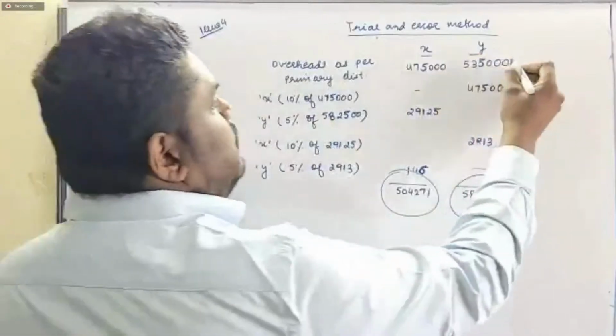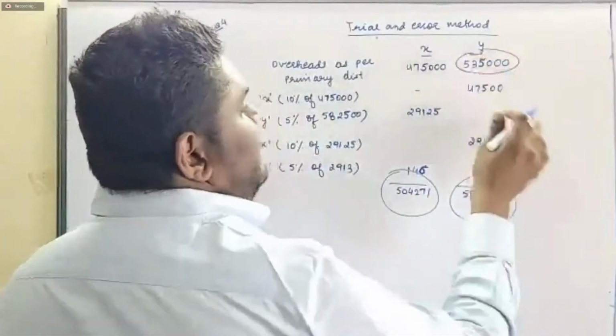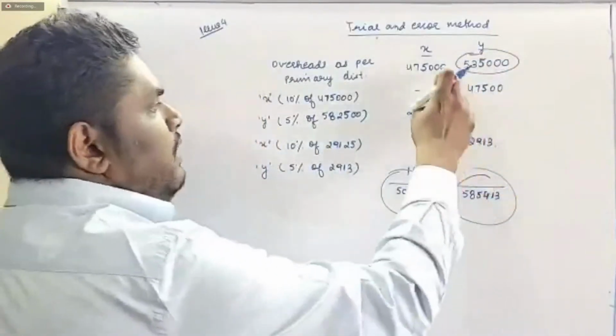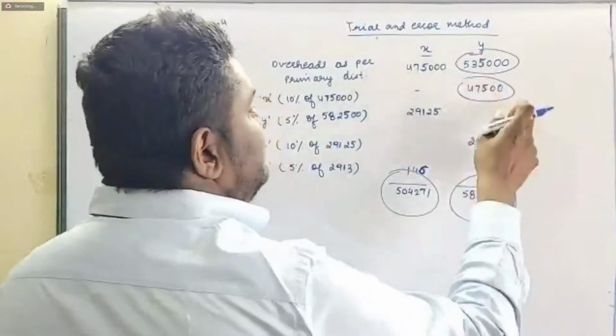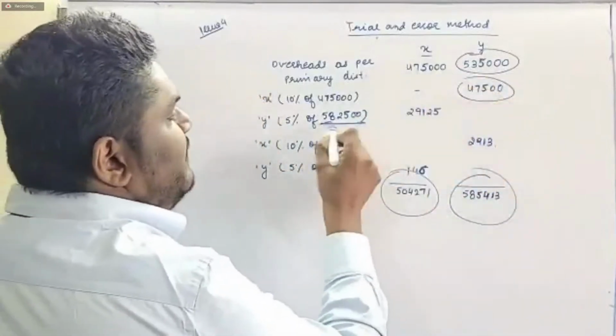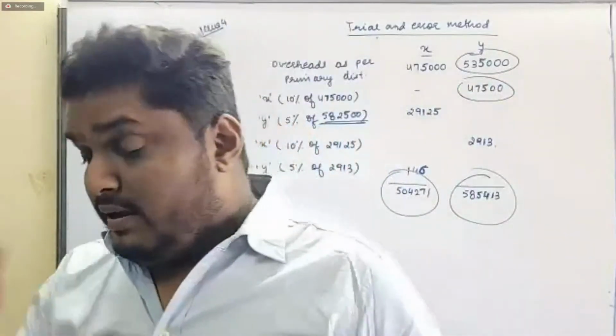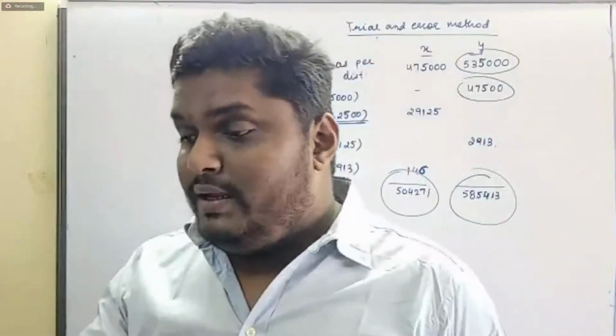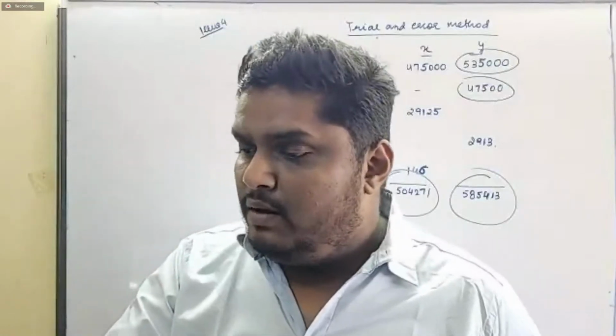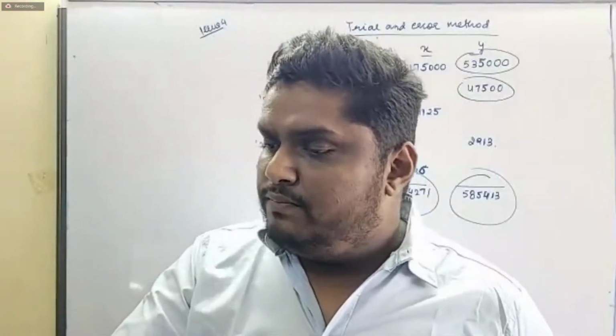See, the total overheads of Y are 535. Now, in this, we will add 47,500. So this is how we got 582,500. Can you please post your query in detail, Mr. Smile? Very good, everyone.